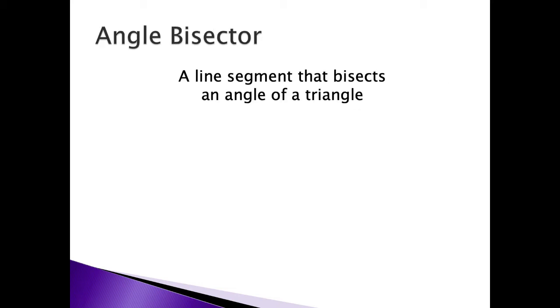Okay? Next is an angle bisector. An angle bisector is a line segment that bisects an angle of a triangle. An angle bisector is a line segment that bisects any angle. Right now we're just talking about triangles, but it's actually any angle. So that's an angle bisector.